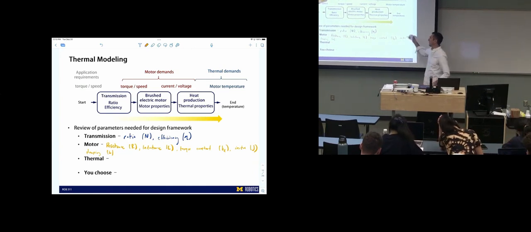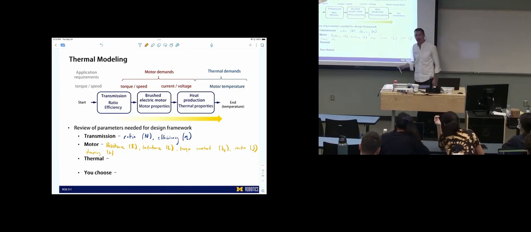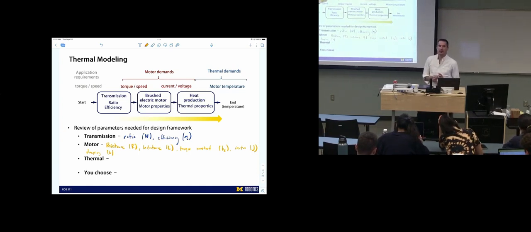So this is what you need for the transmission. That's what you need for the motor. The motor's got a lot more parameters. It requires you to look up a data sheet. Where do we get the motor parameters that we're using for the ballbot? So that link is in the MATLAB script that you guys were provided.